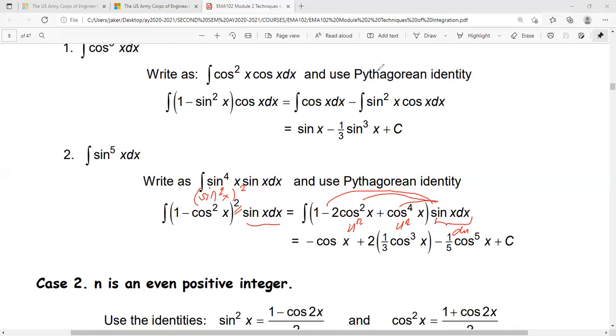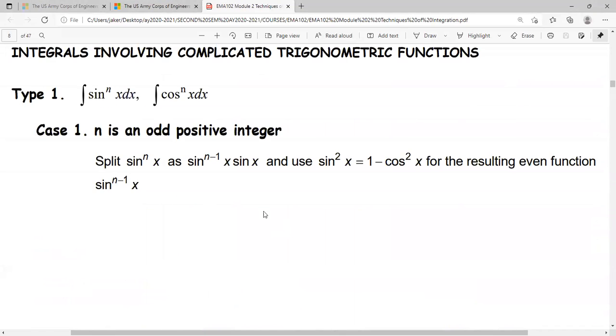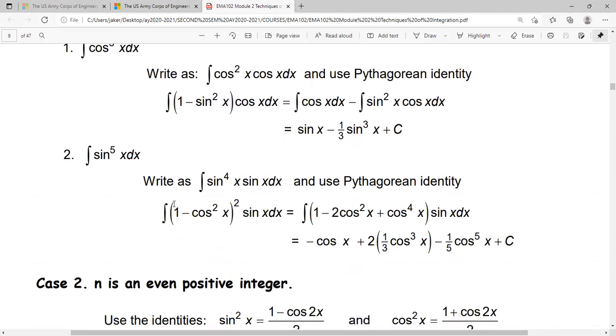So in here we have case 1. Okay, let me clear my markings. So this is case 1, class 4, type 1. Now what is case 2? Under type 1 still, so it's still type 1.